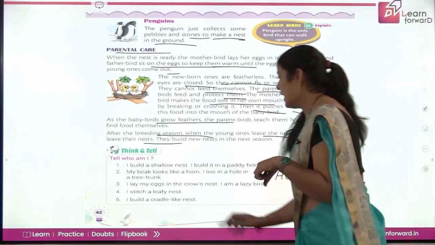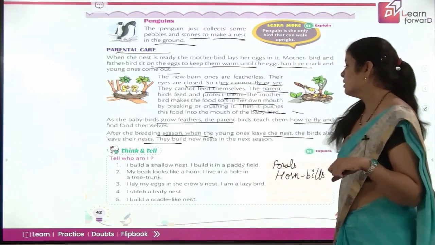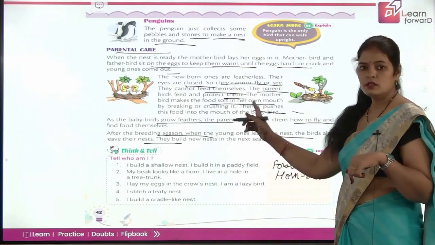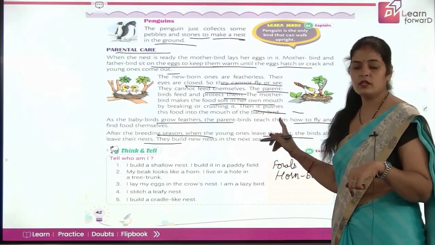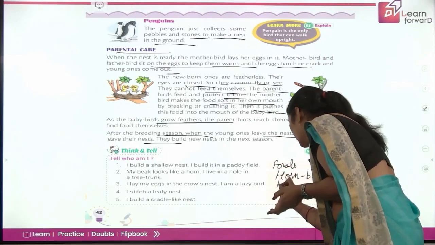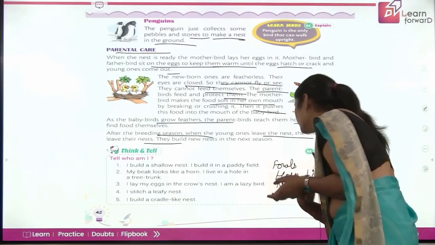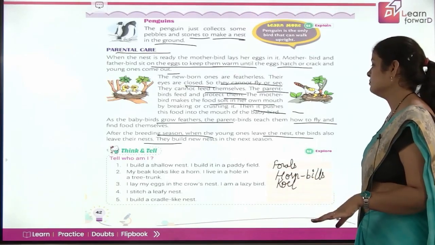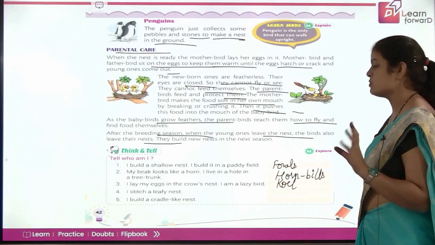Next is, I lay my eggs in the crow's nest. I am a lazy bird. This is out of the chapter, because it is not written over here, so I can tell you the answer. This is the quail. This bird lays eggs in the crow's nest, and it basically does not make its own nest.